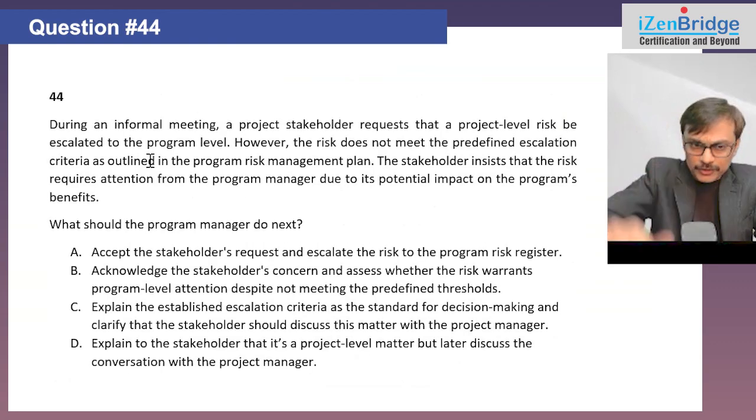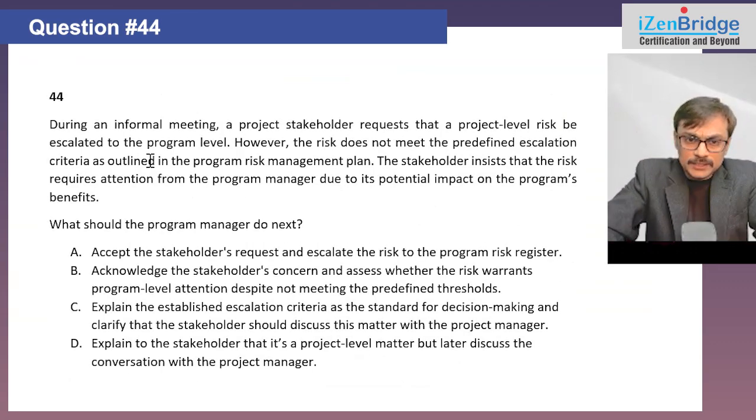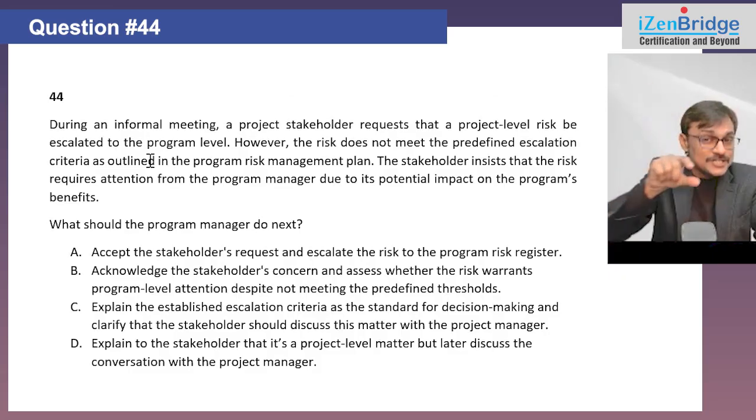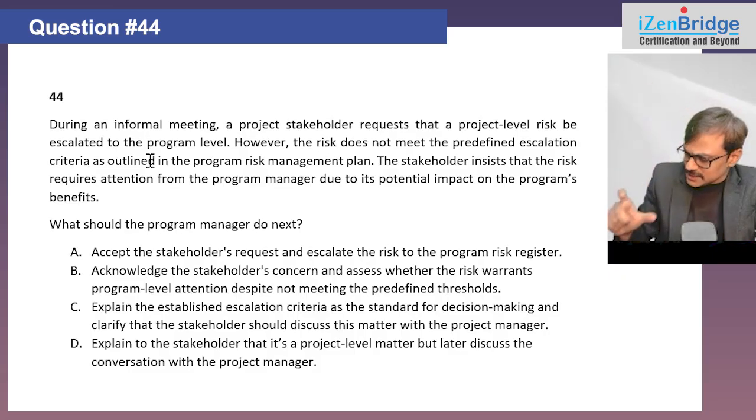Question number 44. During an informal meeting, a project stakeholder requests that a project level risk be escalated to program level. However, the risk does not meet the predefined escalation criteria as outlined in the program risk management plan. Yeah, and connected with the project risk management plan should be there. Ideally. The stakeholder insists that the risk requires attention from the program manager due to its potential impact on the program's benefit. Okay. So, more or less like our previous question, but this is specifically saying this is a risk.